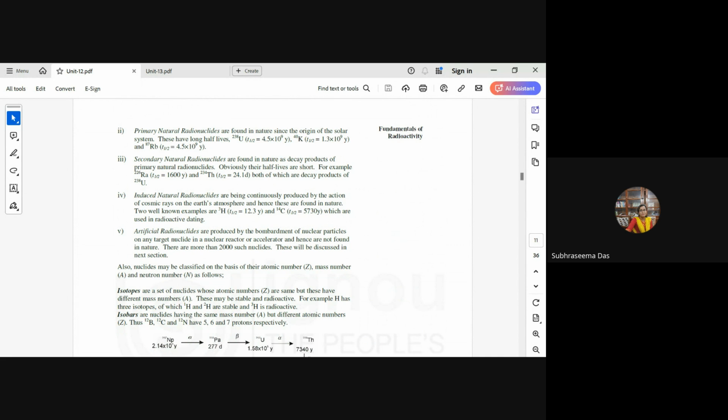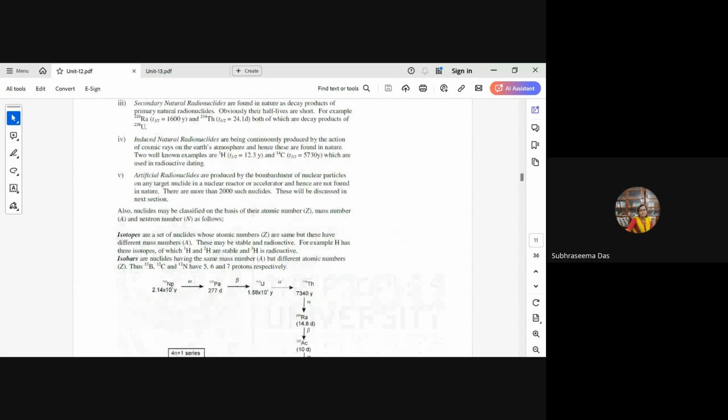We have also classified radionuclides on the basis of their atomic number, that is Z, and their mass number A, and also considering the neutron number. So the first class is the isotopes. The isotopes are the set of nuclides where the Z is the same but they have different mass numbers. For example, we can consider the case of hydrogen, which has three isotopes: 1H, 2H, and 3H. Among these, the 3H is radioactive in nature.